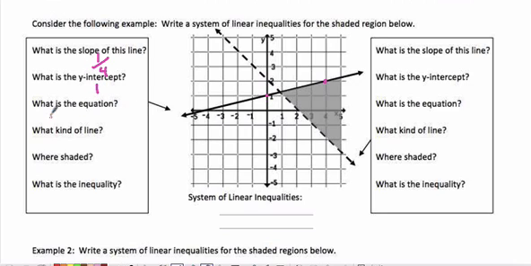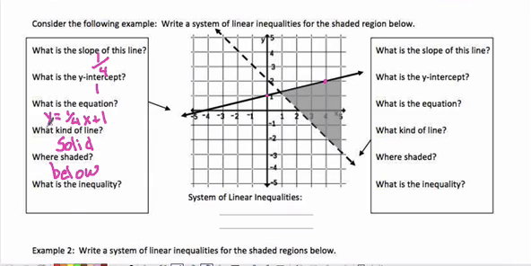So what's my equation? If I put this in y equals mx plus b form, I get y equals 1/4 x plus 1. What kind of line? I have a solid line here. So I know that it's going to have equals to. It's going to be greater than or equal to, or less than or equal to. So where is it shaded? Below.